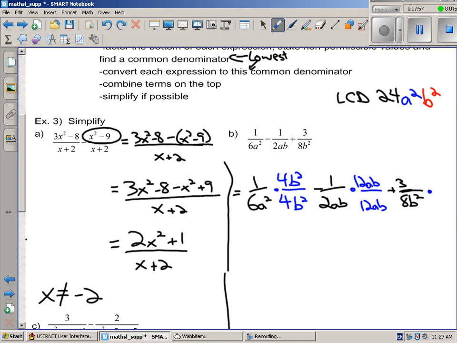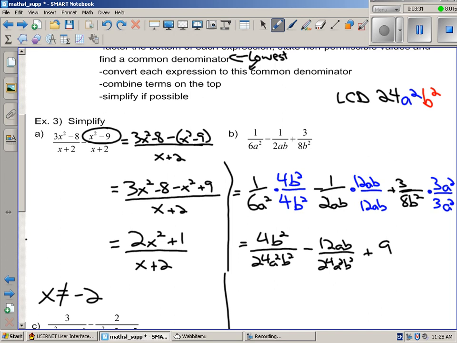Lastly, I've got 8b squared on the bottom. That means that I have to multiply by 3 numerically. And I also need an a squared. Great. Let's multiply each of those. Gives us 4b squared over 24a squared b squared. That's good. That's the denominator I wanted. Minus 12ab all over 24a squared b squared. Good. Oh, they have a common denominator. And that's by design. That's what we've been trying to do. Okay, then we end up with 9a squared over, again, the same denominator.